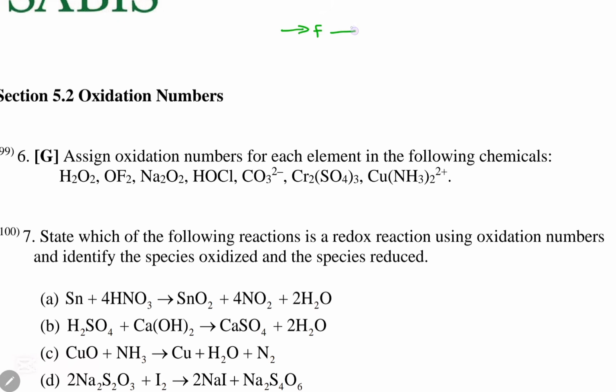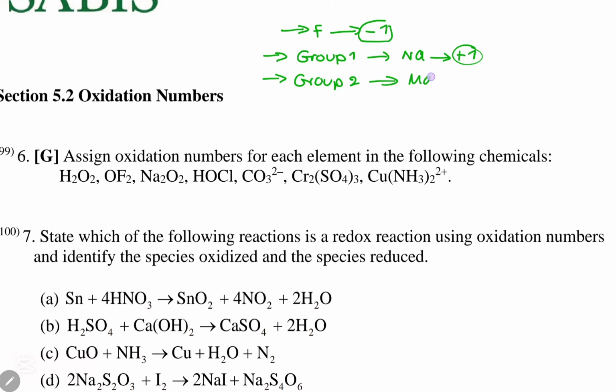The first and most important thing, the thing that never ever changes in chemistry, is the oxidation of fluorine, which is -1. After the oxidation of fluorine comes group 1. Group 1 metals such as sodium, Na, always have an oxidation number of +1. Always it's +1 in compounds. After group 1, you guessed it, comes group 2. For example, Mg always has +2 in its compounds.